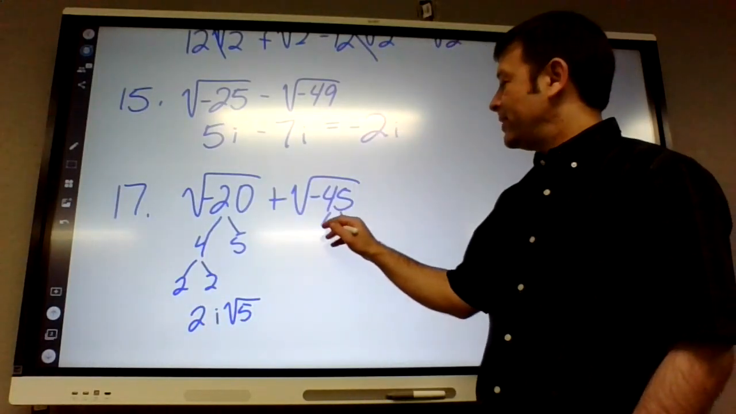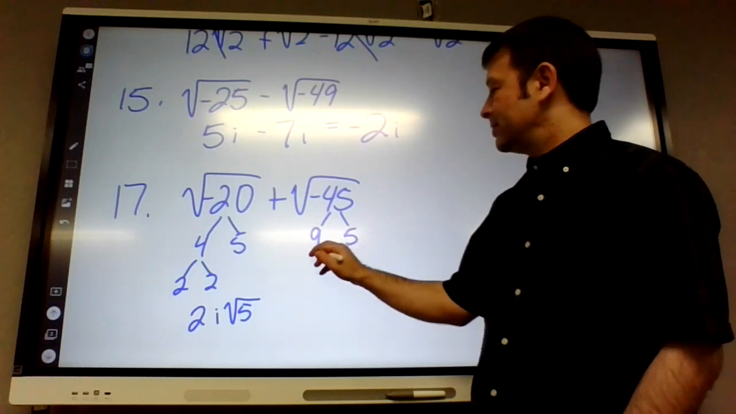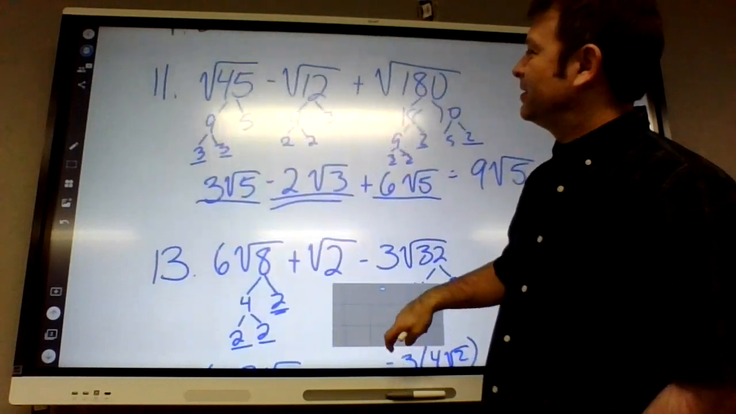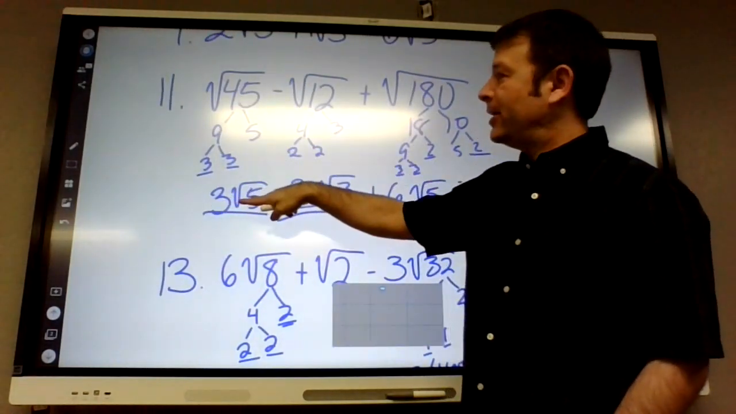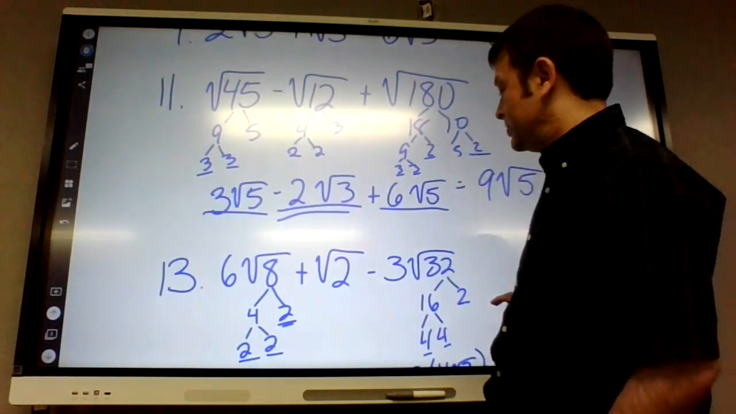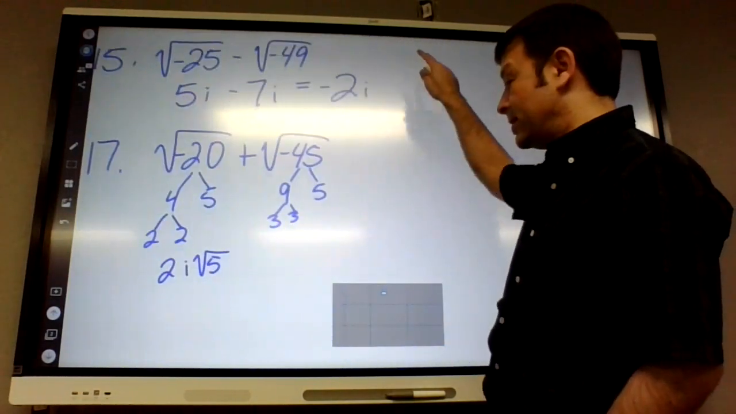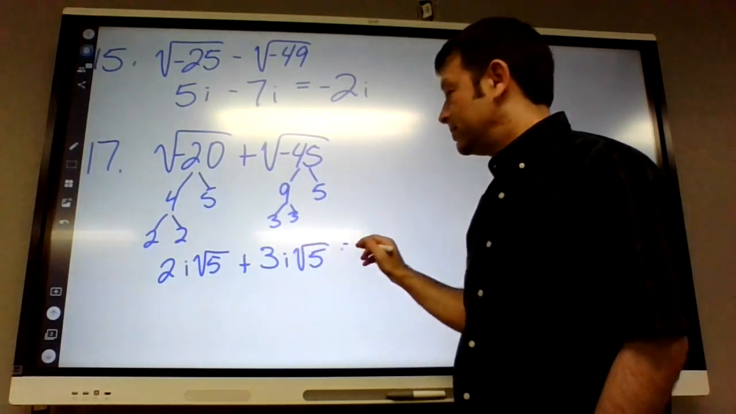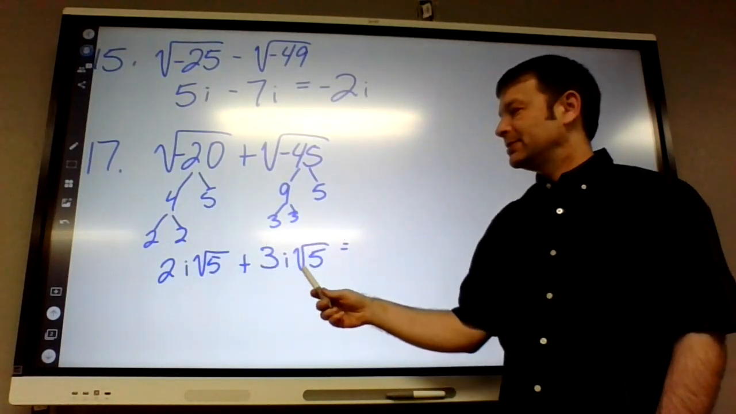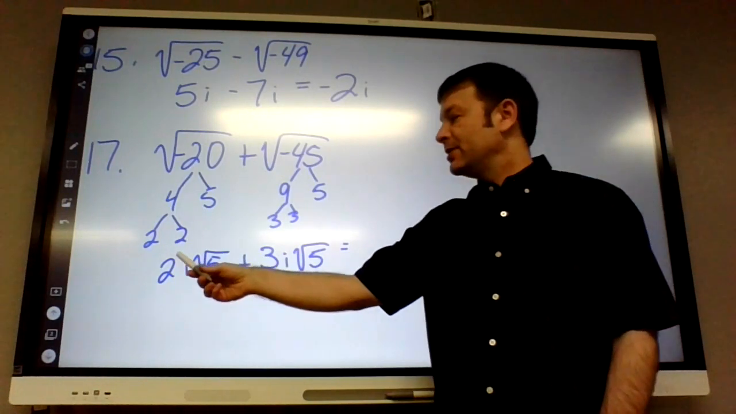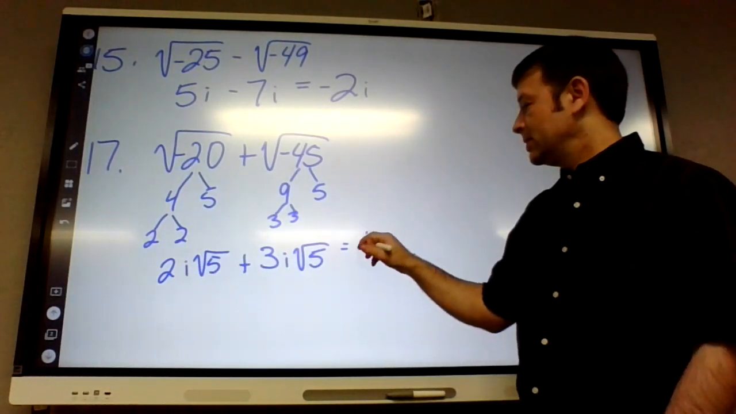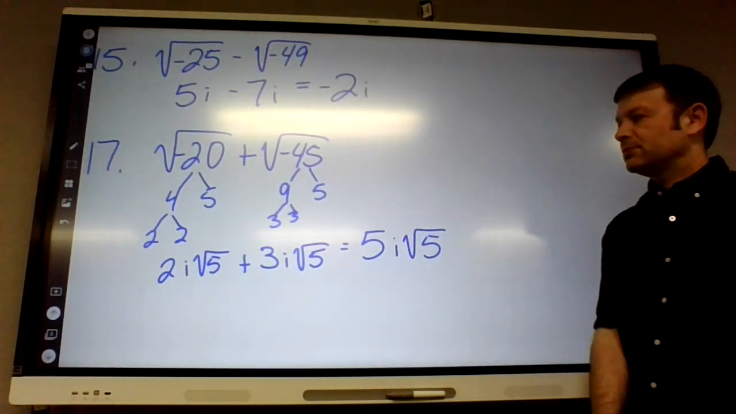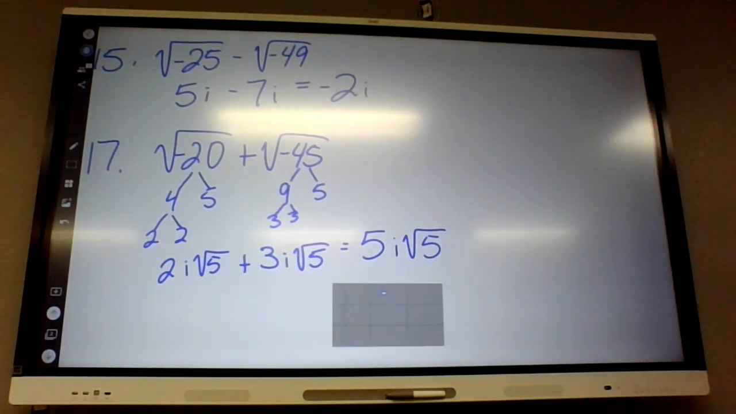And then 45, I feel like I did this one already. Did we do 45 on a problem up here? Yeah, right there. It's 3 square root of 5, but it's imaginary on this one, so it's 3i square root of 5. Okay, do these two things mix? Yes, they do. They're both i square root of 5. So what's 2 of them plus 3 of them? 5 of them. So 5i square root of 5. Did you get it, Jasmine?